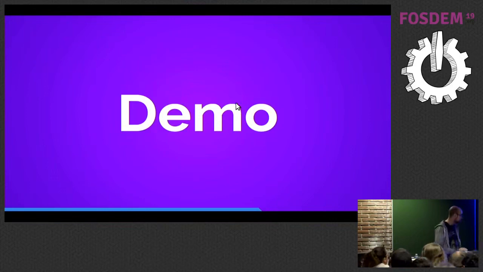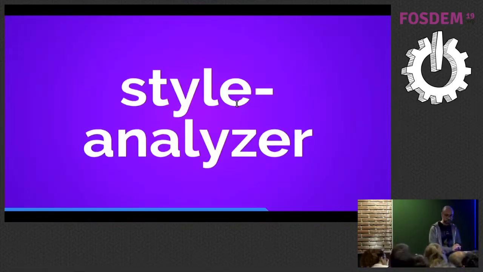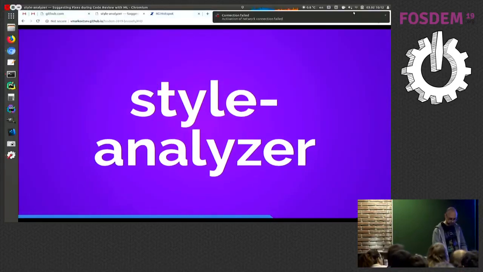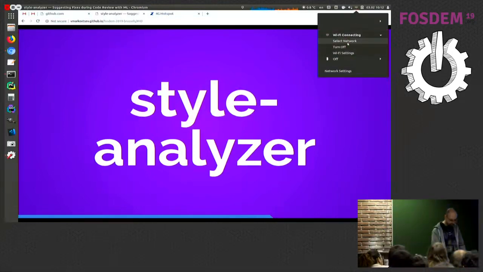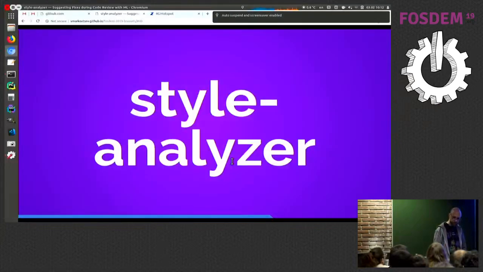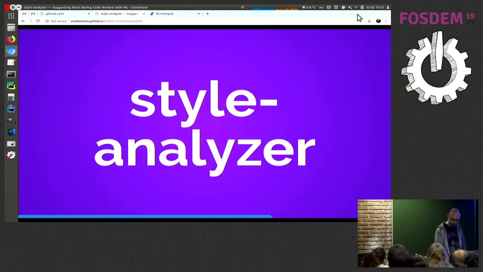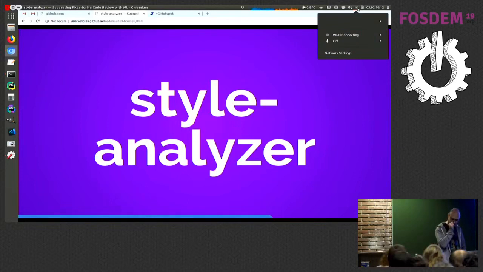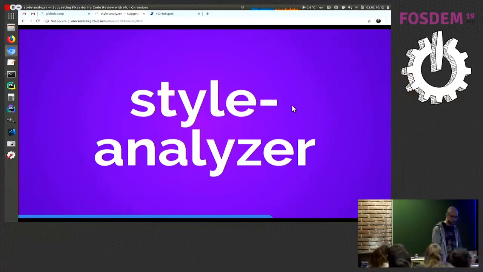Anyway, the thing which I wanted to show is that legacy works with GitHub. Yeah, FOSDEM doesn't work. FOSDEM legacy works. Nobody uses it. FOSDEM is apparently only IPv6.